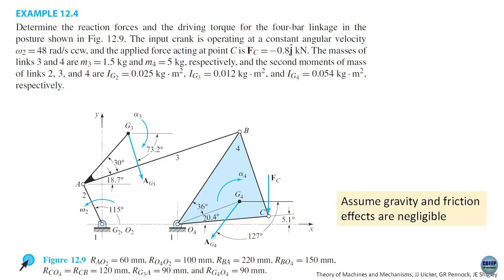So you need to be able to just study this problem and you need to be able to solve such problems. Any doubts? So G is here and this fellow's G, center of mass, is here. I think omega 2 is probably constant. Omega 2 is 48 radians per second, constant angular velocity. So at least alpha 2 is 0, but these fellows will have accelerations and the directions of the accelerations are also indicated.